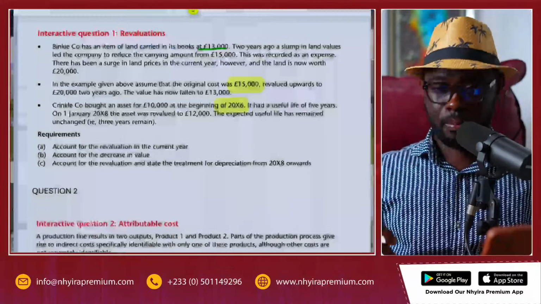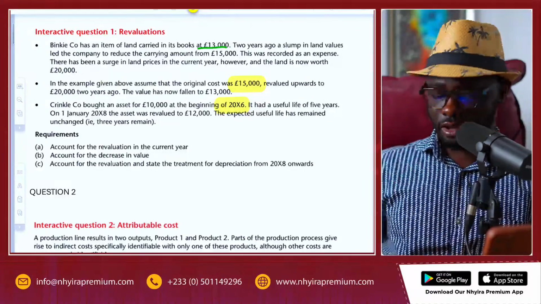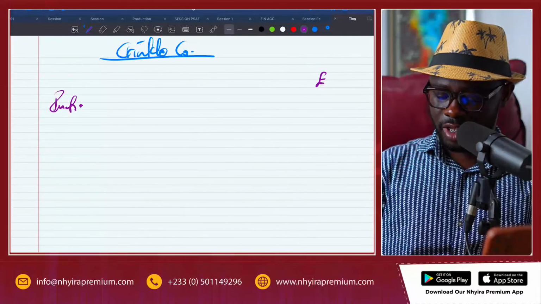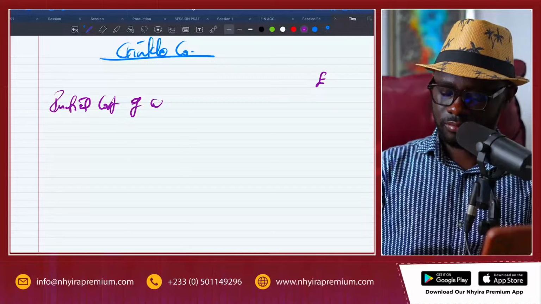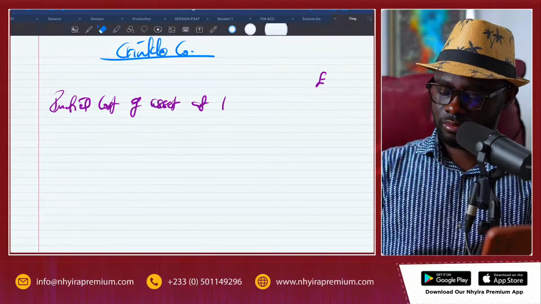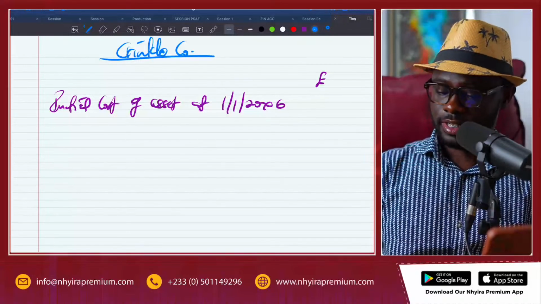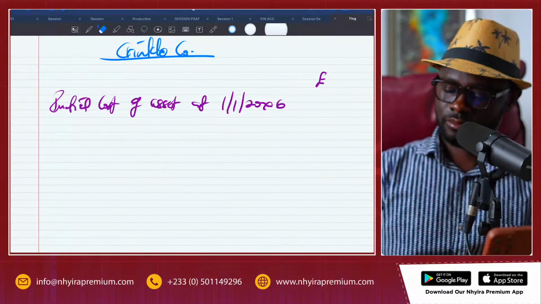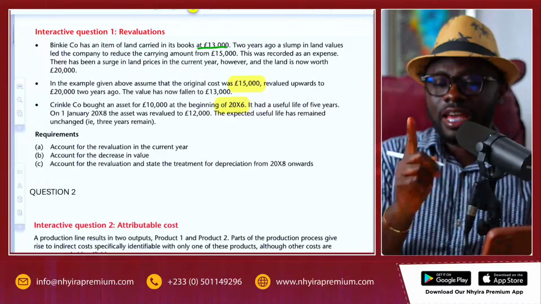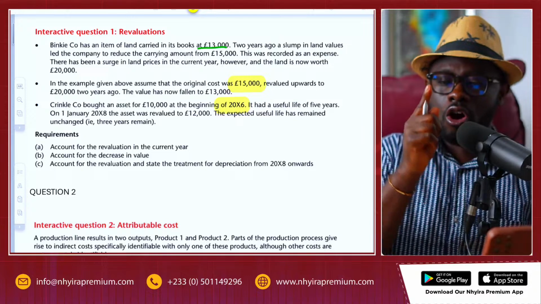So, Crinkle Co. It says, Crinkle Co. bought an asset for £10,000 at the beginning of 20x6. All right. So we bring in the initial cost of the asset at 1st January 20x6, £10,000. Then it had a useful life of 5 years. So it means we are going to be depreciating this one.